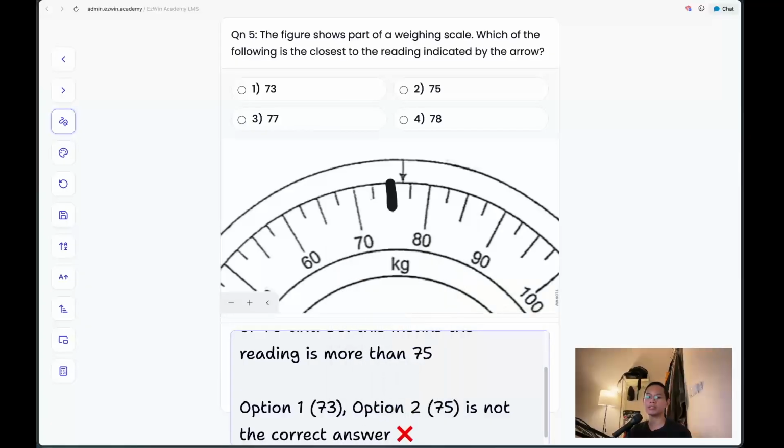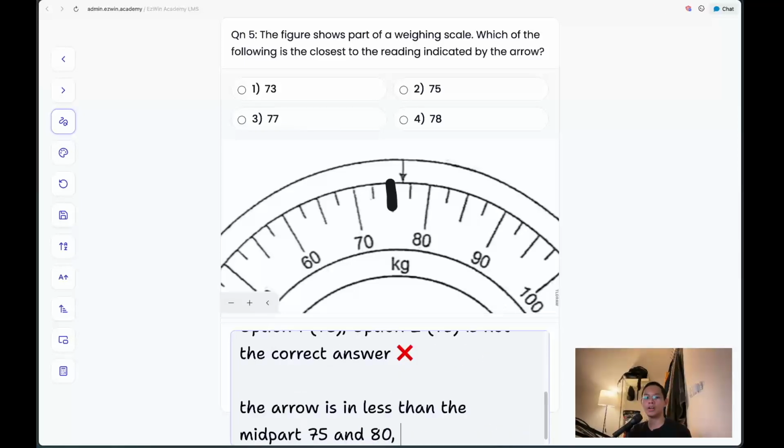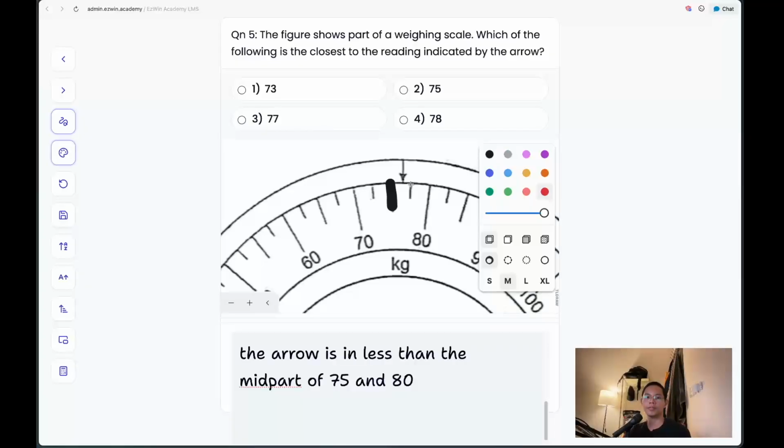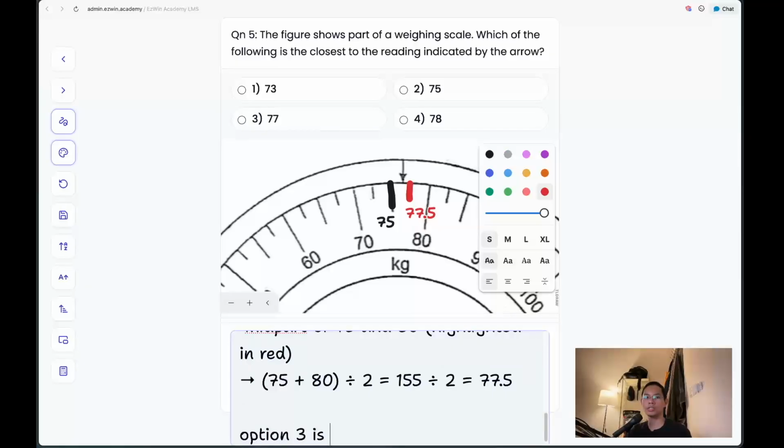Next, out of 77 and 78, which one is the closest? The arrow is in between 75 and 80, right? Or I would say it is less than the mid part of 75 and 80. So the mid part of 75 and 80 is equal to bracket 75 plus 80, and then divided by 2. In this case, it's 155 divided by 2, and that will be 77.5. So option 3 is less than 77.5, which makes it the correct answer. Okay, let's move on to the next question.